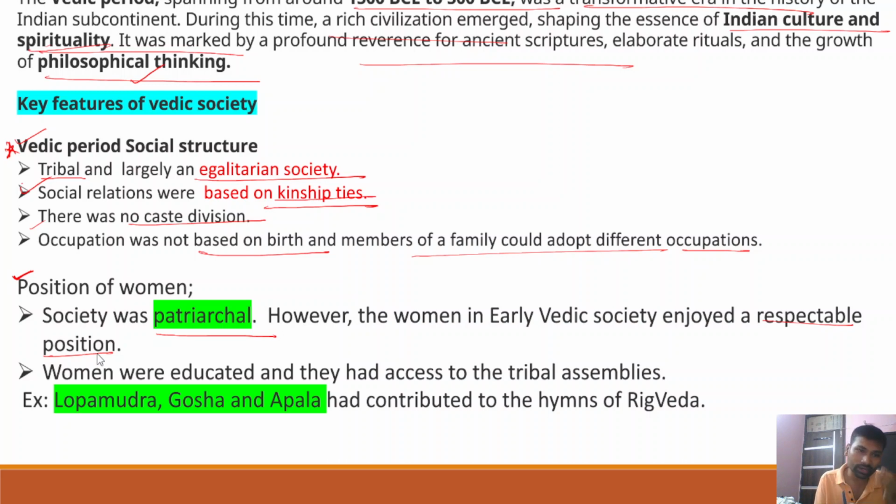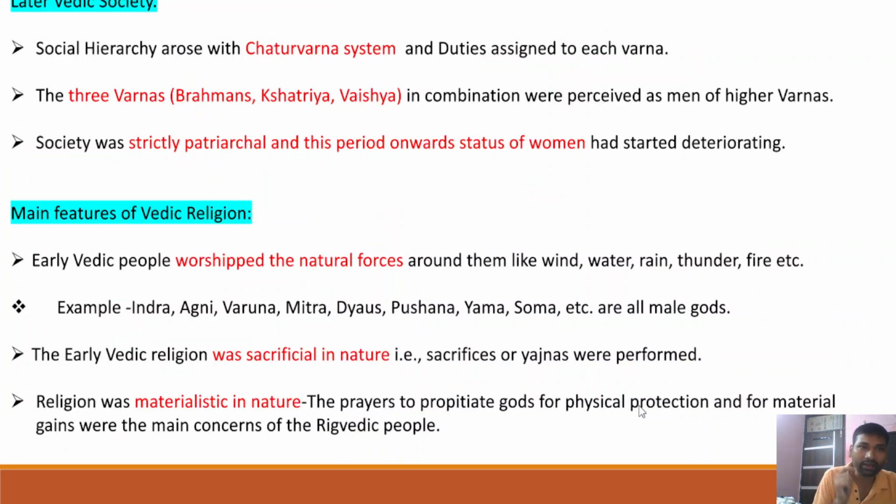Now, when you are writing this, you must remember and mention these examples in your answers. The examples of some prominent women during the Vedic society are Lopamudra, Gosha, and Apala. You have to remember these names, and they contributed some hymns in the Rigvedic age. We have discussed how the society was in the Vedic age, and after that, we need to talk about later Vedic society. This is very important. So, how is the society in later Vedic society?